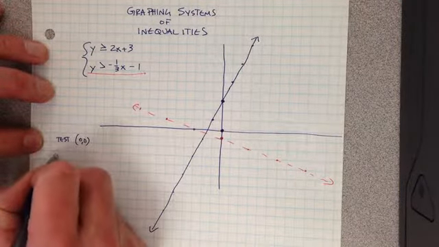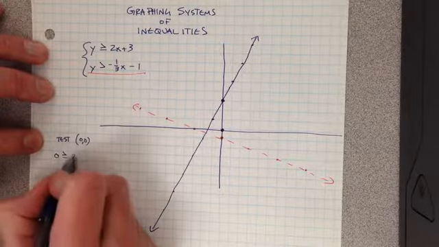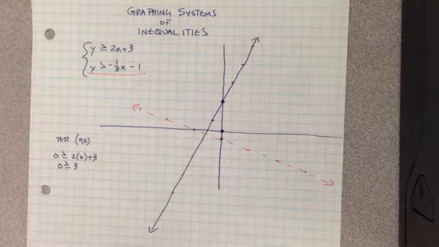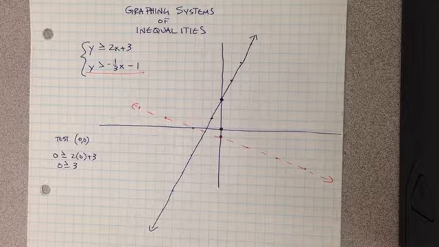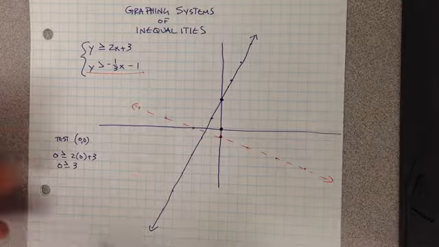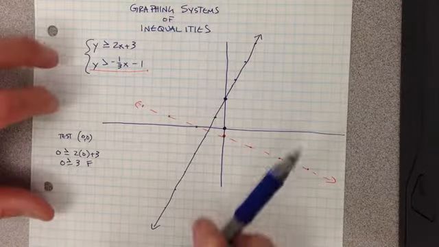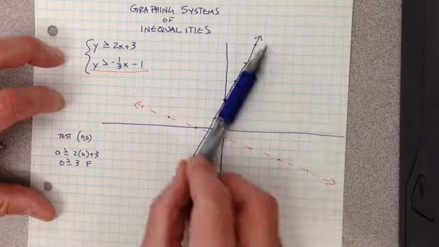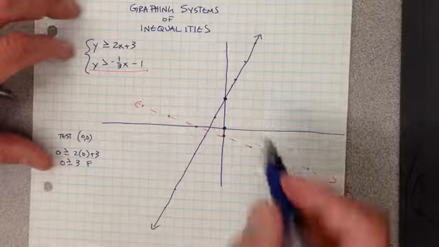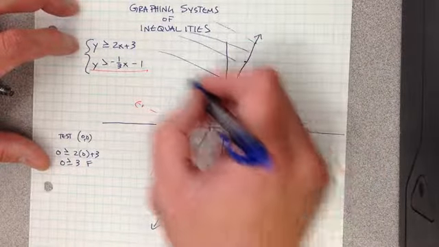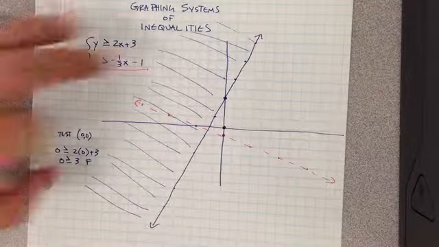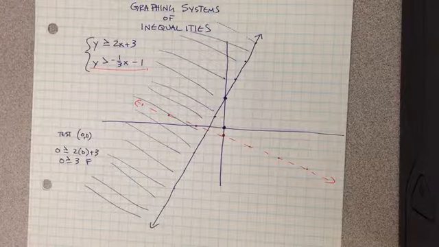Okay, so 0 greater than or equal to 2 times 0 plus 3. 0 greater than or equal to 3. Is 0 greater than 3? 0 is not greater than 3. That is false. So that's not where my solutions are going to be. They would be on the other side. If I were to shade this in, my shading would all be up here coming in this direction. All those points in that zone will satisfy my inequality.